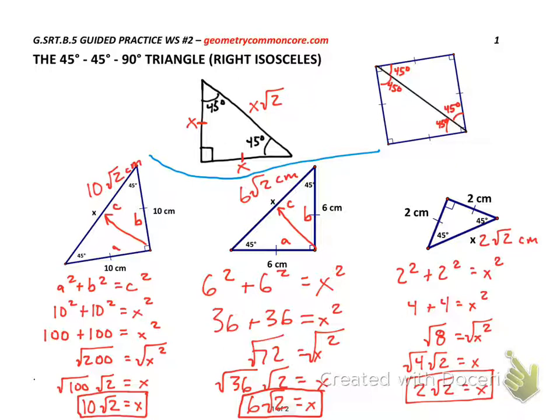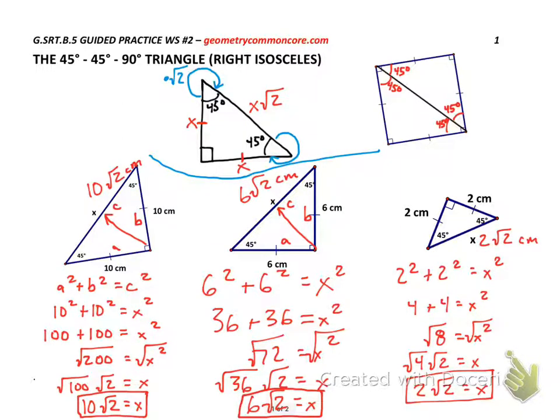Let's see. I'm going to change the color a little bit. So if I know the side length and I want to solve for the hypotenuse, all I'm going to do, like I just said, is take my side length and multiply it by the square root of 2. The reverse can also happen. Let's say you're given a length on the hypotenuse and you want to solve for the side length.